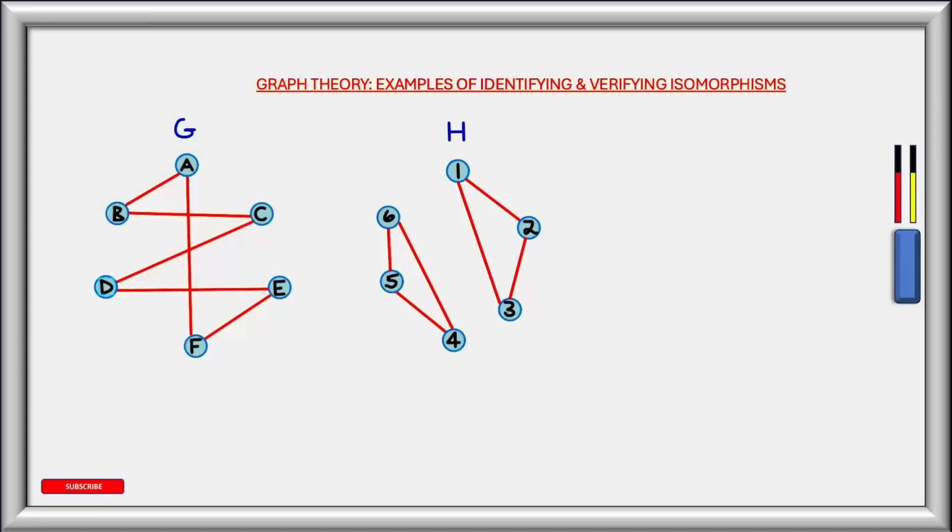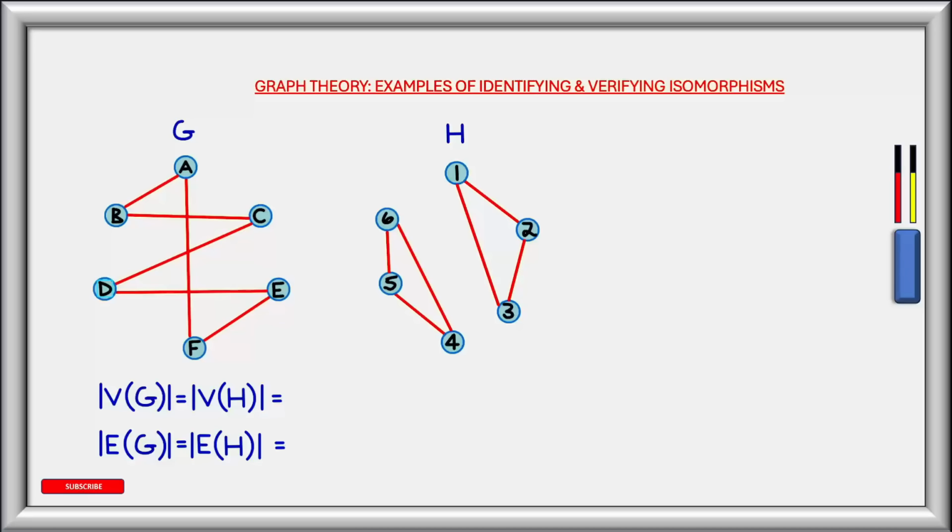So here we have two graphs, G and H. In graph G, we have vertices lettered A to F. And in graph H, we have vertices numbered 1 to 6. Let's check to see if there's an isomorphic relationship between the two. Firstly, we need to show that the number of vertices in G is equal to the number of vertices in H. And then we need to show that the number of edges in G is equal to the number of edges in H.